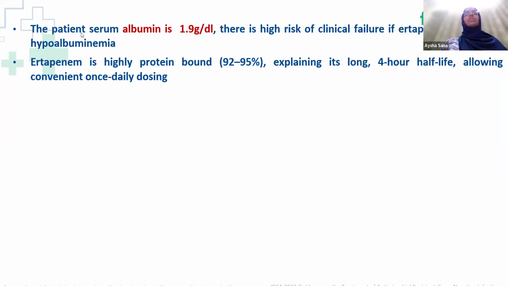As I had mentioned before, the patient's serum albumin is 1.9 grams per deciliter. There is a high risk of clinical failure if ertapenem is given in patients with hypoalbuminemia. Ertapenem is highly protein bound, that is 90 to 95% is protein bound, which explains its long half-life of 4 hours, allowing convenient once daily dosing.